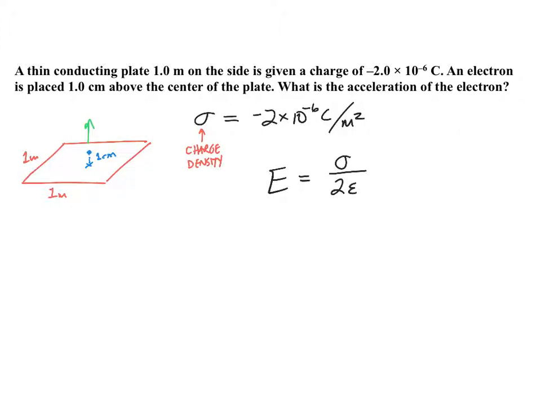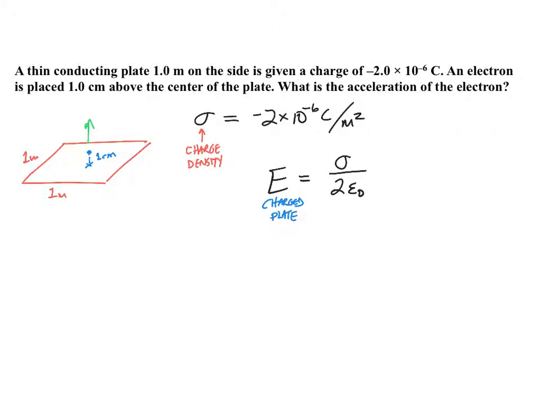it is the charge density over 2 times epsilon naught. Now we've only mentioned epsilon naught once. It's buried in the Coulomb constant. It's part of it. All right. And so again, this is the electric field of a charged plate. So this is just a plug and chug.